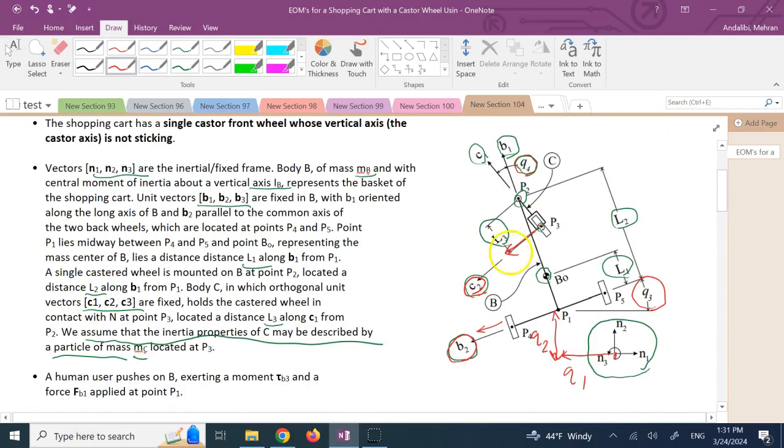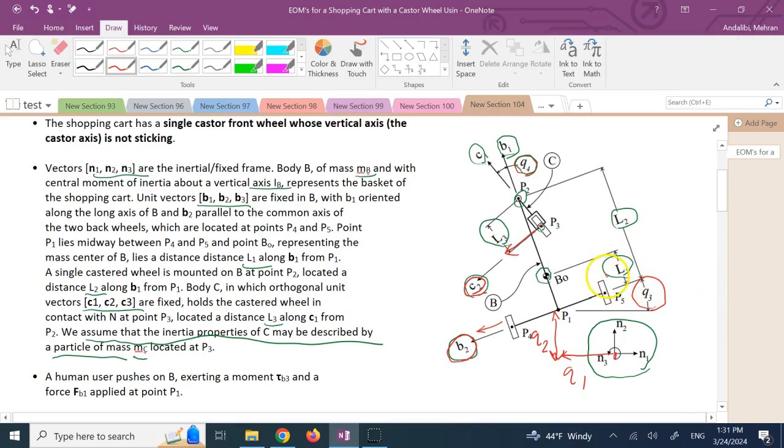So really, we only need two generalized coordinates, but whether to get rid of them or to add them as a Pfaffian constraint is something that we have to discuss in this video. What are the inputs to the system? How do you drive the system?